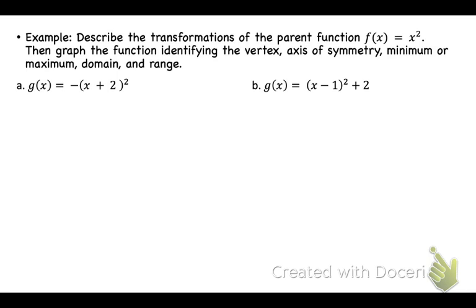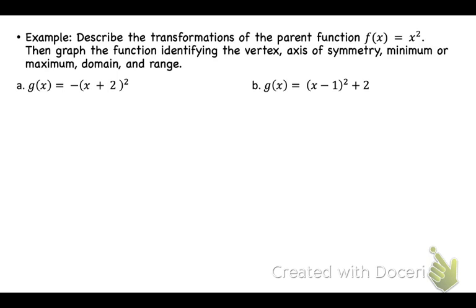So I have g of x equals negative (x plus 2) squared. So we are going to go right across. You're going to say opens up or down, wider or narrower. What is the vertex? What is the axis of symmetry? What is the minimum, max, and domain and range? We're going to do it all.